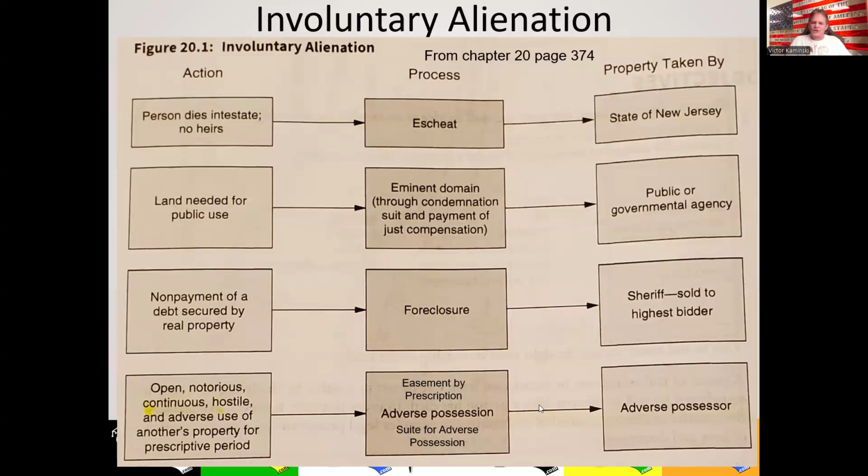Adverse possession could occur, and the property would be taken by the adverse possessor. But this process is not automatic. It must go through the court system, and that is known as a suit for adverse possession or a suit to quiet title.